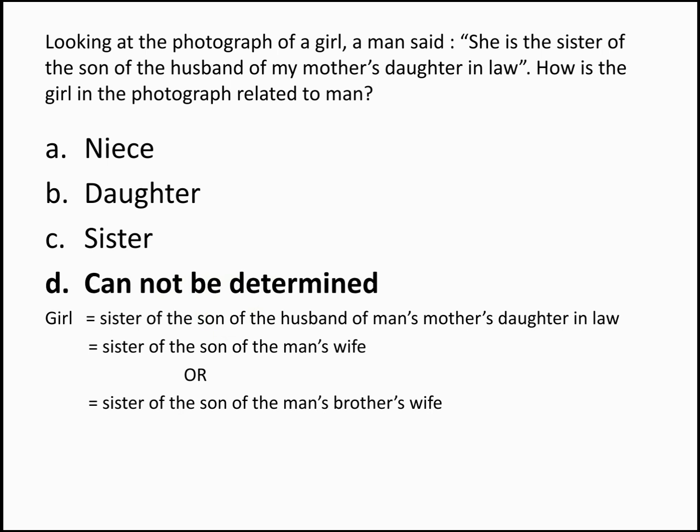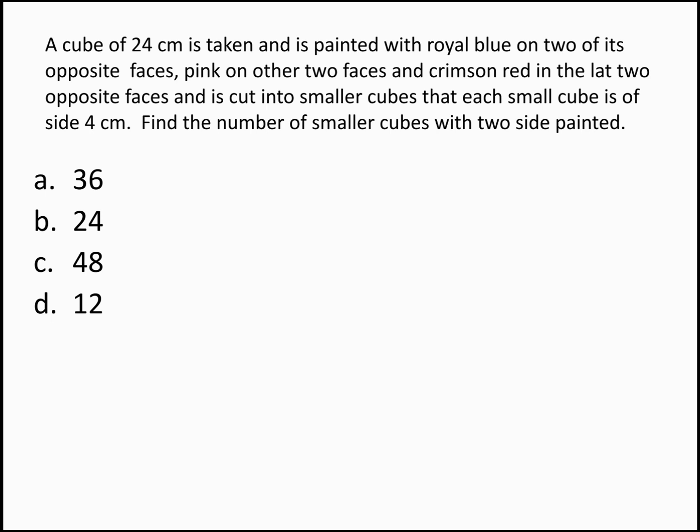Hope you got it. Moving to the next question, a cube of 24 centimeter is taken and is painted with royal blue on two of its opposite faces, pink on other two faces, and crimson red on the last two opposite faces, and is cut into smaller cubes such that each small cube is of side 4 centimeter. Find the number of smaller cubes with two sides painted.